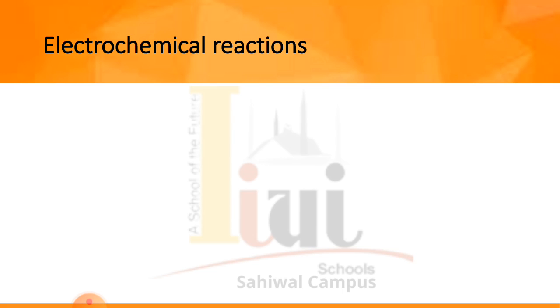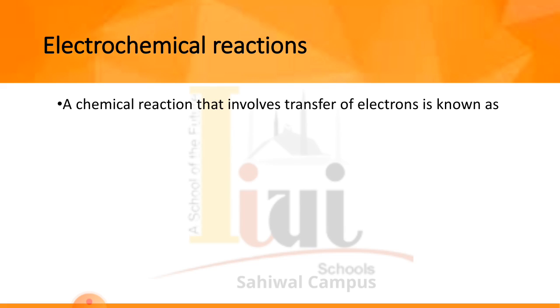Electrochemical reaction. A chemical reaction that involves transfer of electrons is known as an electrochemical reaction. So a chemical reaction in which the transfer of electrons is considered is known as an electrochemical reaction. As the reaction is chemical and the electron transfer is studied, it is named electrochemical reaction.